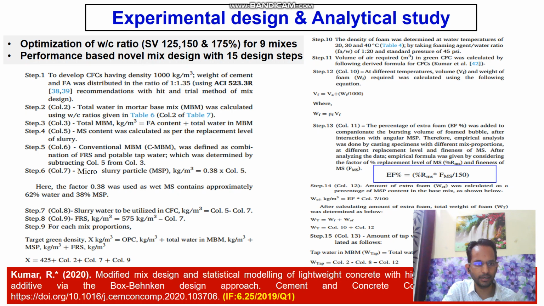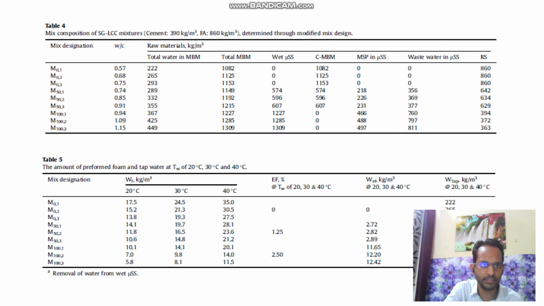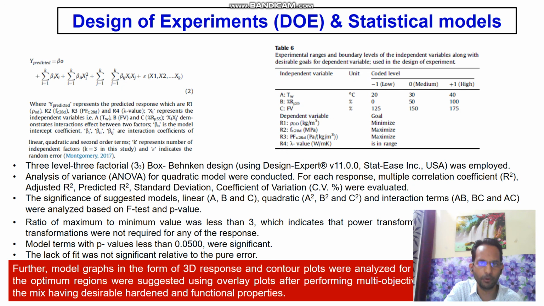For this, an Excel spreadsheet was used. Here you can see the mix composition along with the amount of preformed foam and tap water added at 3 different temperatures. We developed the preformed foam at 3 different temperatures to see the influence of temperature on the generation of preformed foam and the density and strength of lightweight concrete.